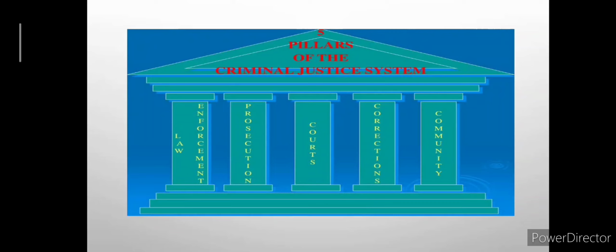So aside from the Philippine National Police as an agency under the Department of Interior and Local Government or DILG, we also have other agencies which constitute the law enforcement pillar. We have the National Bureau of Investigation under the Department of Justice. We also have the Dangerous Drugs Board and the Philippine Drug Enforcement Agency or the PDEA. And we also have the Bureau of Customs under the Department of Finance and many other agencies.